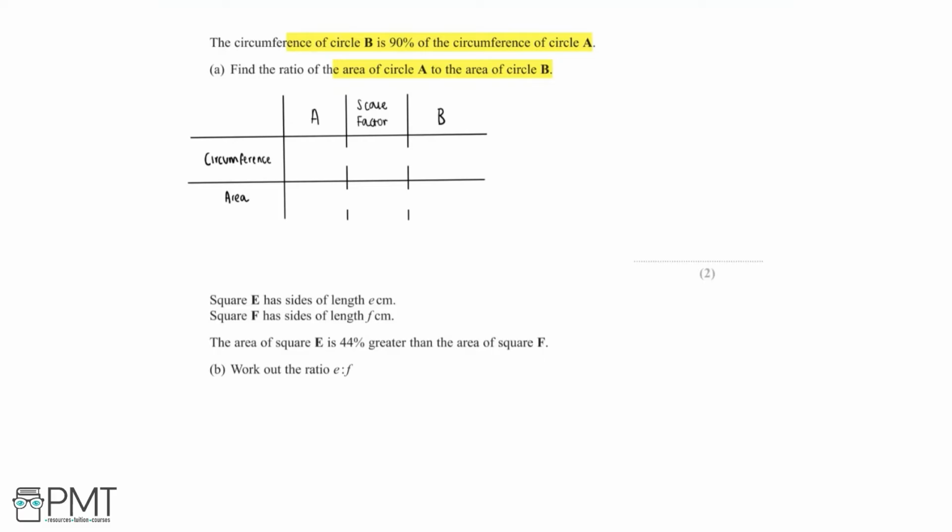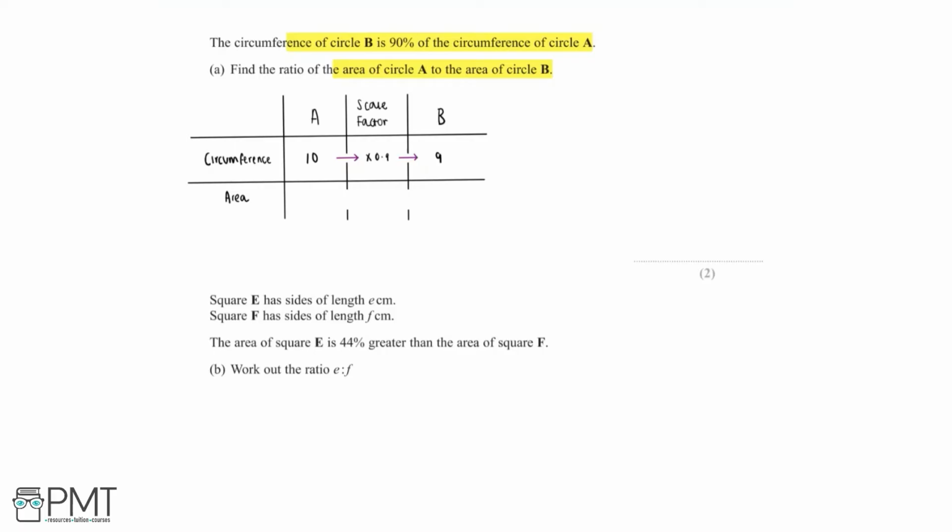Well, now let's imagine that the circumference of circle A is equal to 10. Now if the circumference of circle B is 90% of the circumference of circle A, we want to multiply the circumference of circle A by 0.9. Because when we find 90% of something, it's equivalent to multiplying by 0.9. And so 10 multiplied by 0.9 would be equal to 9. And now this is where we need to be careful. We're asked to find the ratio of the area of circle A to the area of circle B. Now the circumference is equal to 2 pi r, and the area is equal to pi r squared.